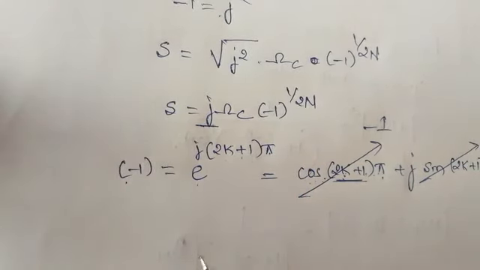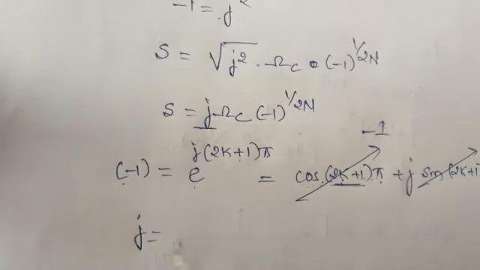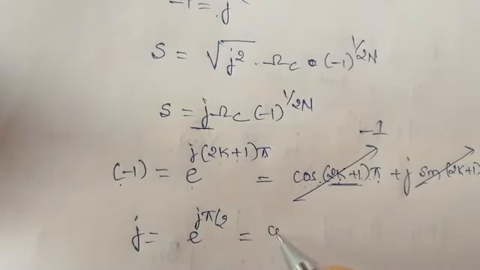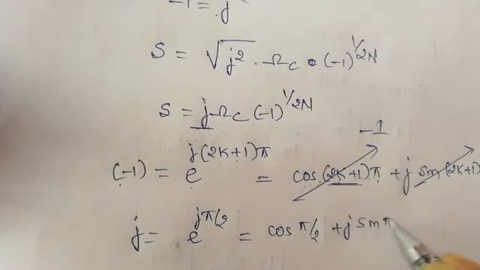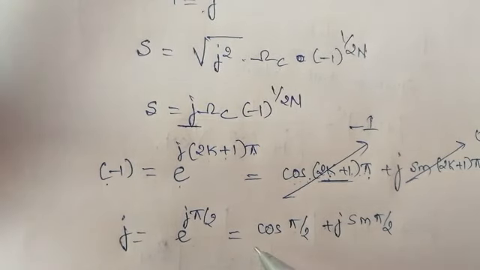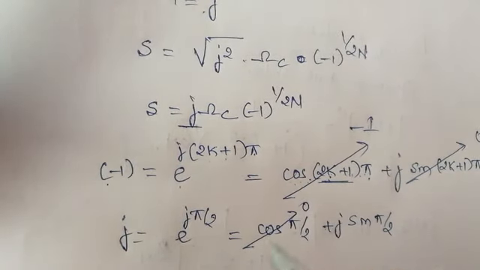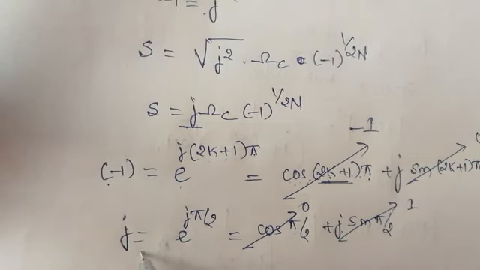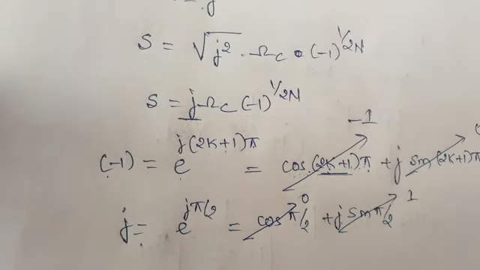Similarly, we can write j equal to e to the power j pi by 2. That is cos of pi by 2 plus j sine of pi by 2. Cos of pi by 2 is 0. Sine of pi by 2 is 1. So 1 into j, it is j. So these values I am going to substitute here in the s value.